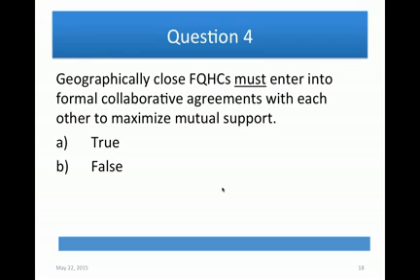So geographically close FQHCs must enter into formal collaborative agreements with each other to maximize mutual support. So please select an answer: A, true; B, false.